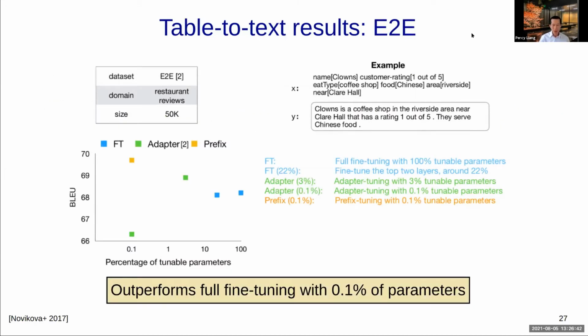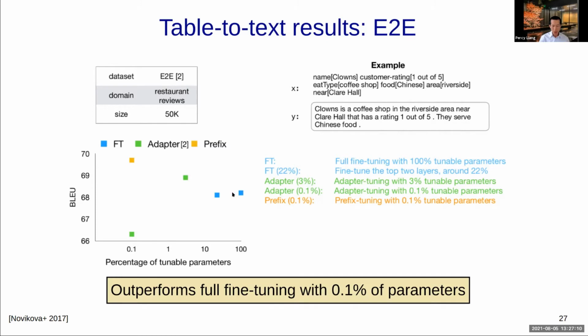So we ran on 3 data sets. The first, 4 data sets. The first data set is E2E, where the goal is to take a structured representation of a restaurant review and generate the review. On this plot, I'm showing the percentage of tunable parameters versus BLEU score. So if we start here, this is full fine tuning. We're tuning all 100% of the parameters, and we're getting some BLEU score.